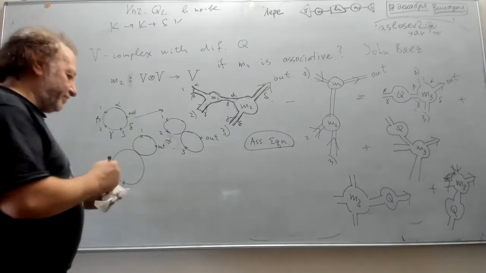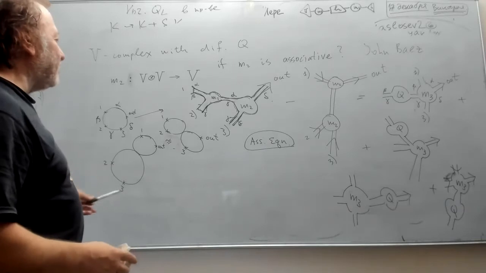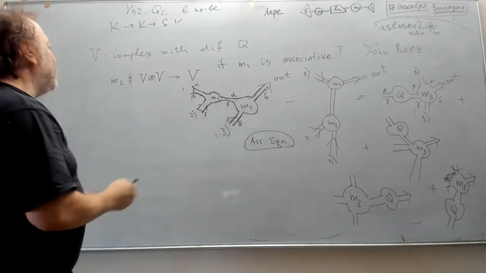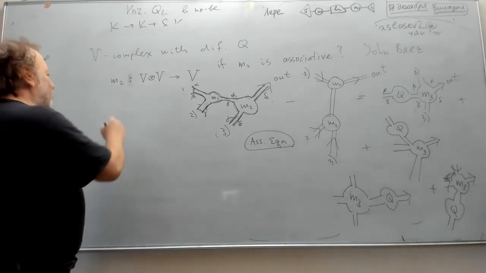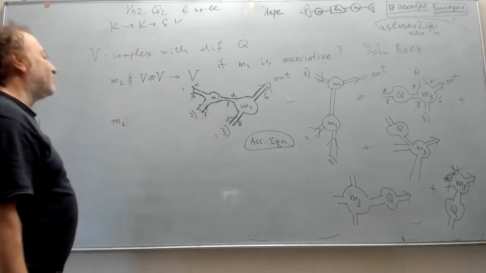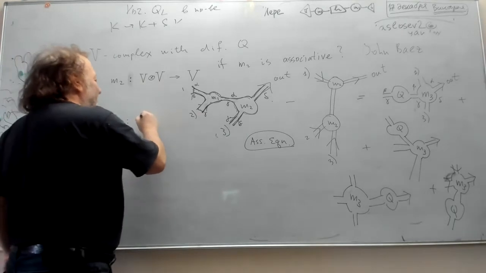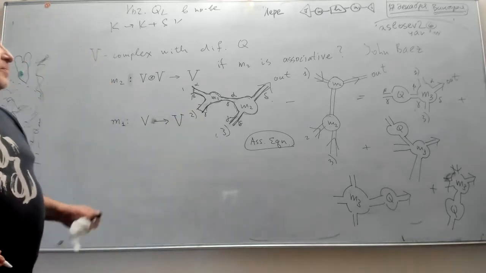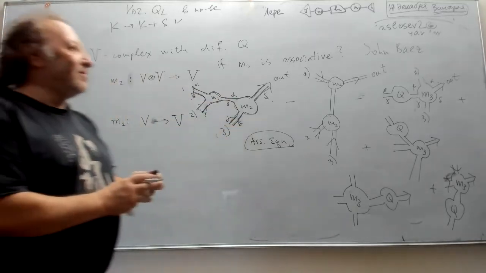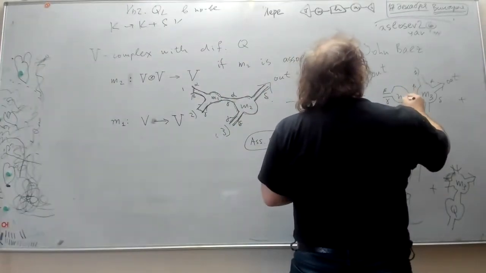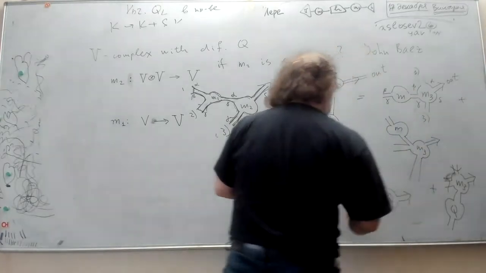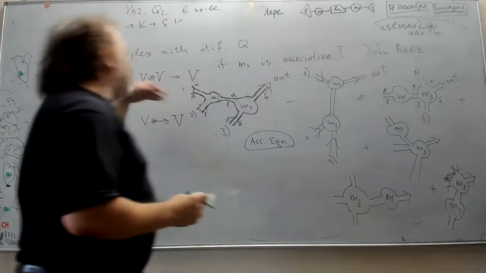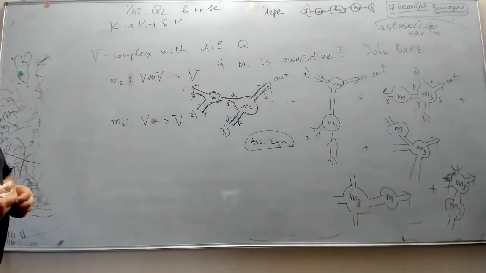Now, I am lazy to write down these equations. So I would say, just imagine that you have not only a binary operation, but also a one-to-one operation, I don't know how to call it, V to V. How can you modify this equation? Of course, it's very easy. You just put it here. So actually, you combine operations in all possible ways that you want.